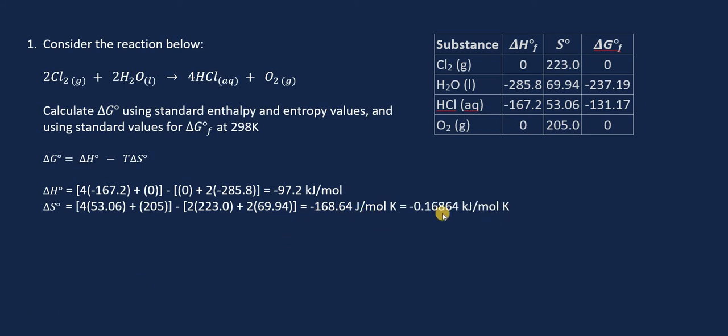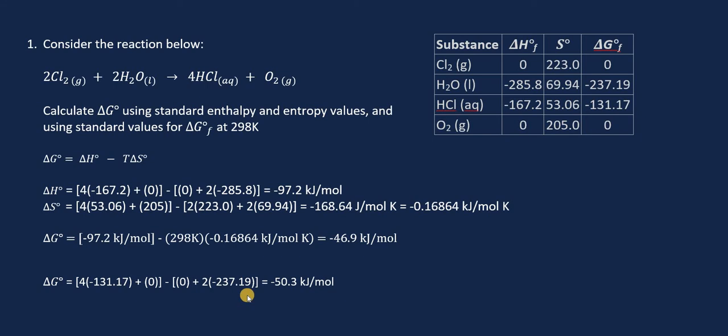So now that we have that converted, we can go ahead and plug it into our equation, plug in 298 for T, and that will allow us to solve for the Gibbs free energy. And once you plug everything in, you should get negative 46.9 kilojoules per mole as your delta G value. So now that we've calculated it this way, let's go ahead and calculate it using the standard values for delta G that are also in the table up here.